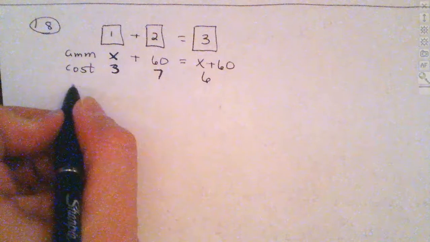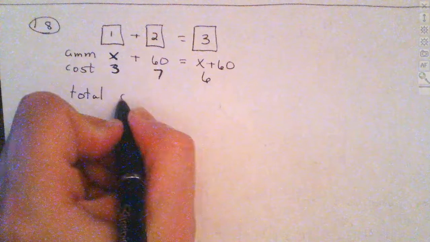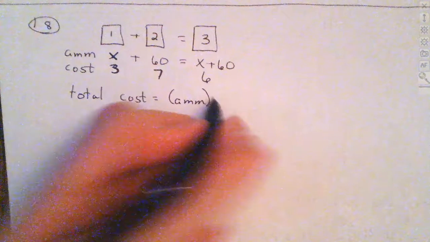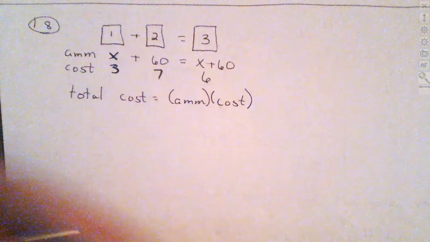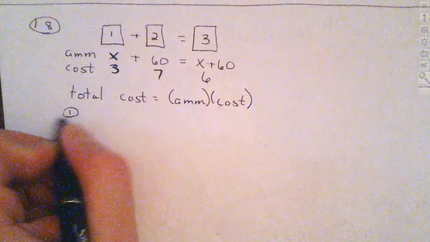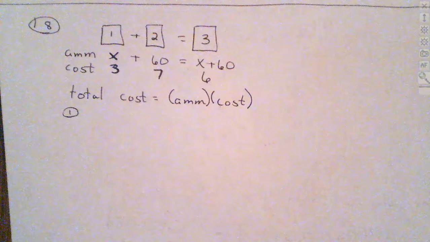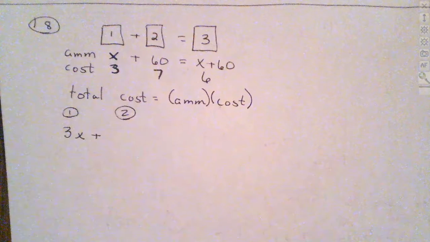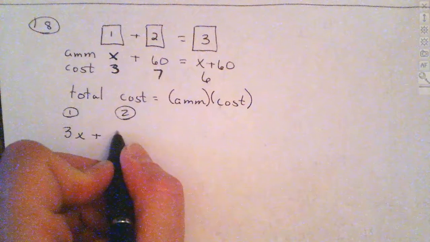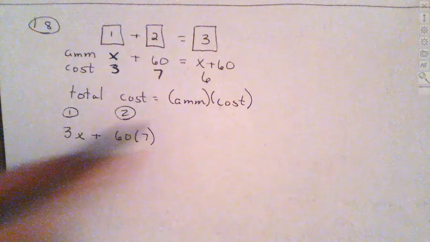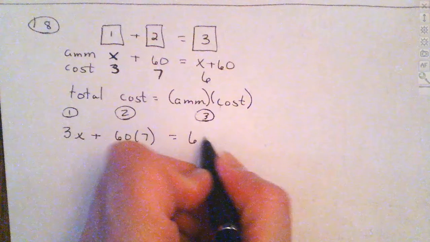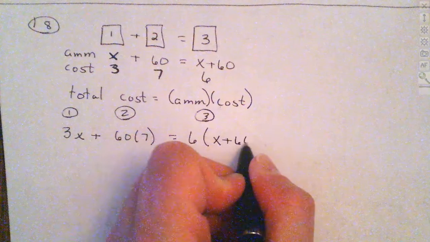Now we're going to look at our total cost. And our total cost is the amount times the cost per pound. So on our first one, we've got $3 a pound coffee, unknown amount, so that's your 3X. Second one, we've got 60 pounds of coffee, $7 a pound. And the third one here, $6 a pound coffee, and we've got X plus 60 to multiply through.